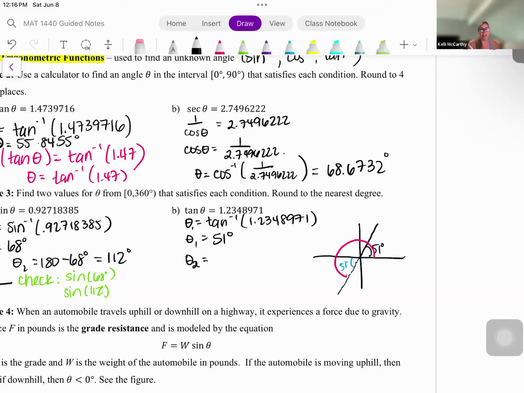So that means to find the second angle measure, we're going to take 180 degrees. We're going to add that 51 degrees to it. So theta 2 is 231 degrees. And again, you can check the same way we checked in that previous example, that tangent of 51 degrees and tangent of 231 degrees yields that 1.23 value.